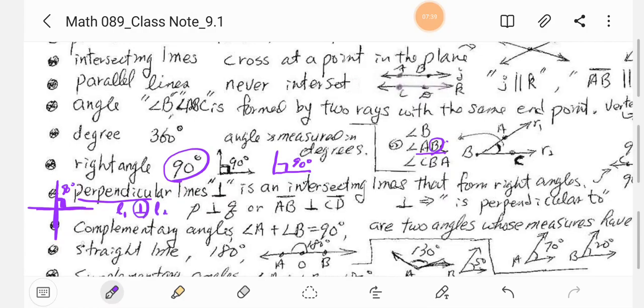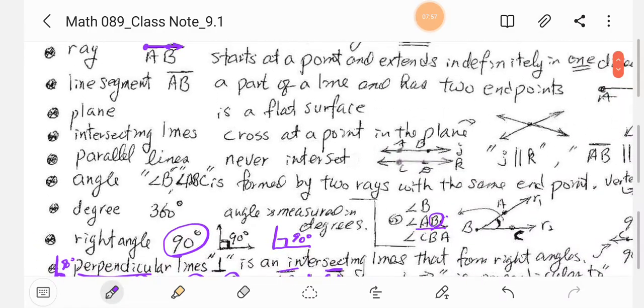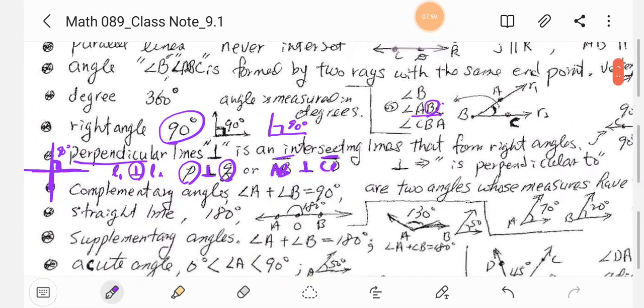So we use the perpendicular symbol. This means line P and line Q are what? Perpendicular. Okay, this means they are perpendicular, right? So line segment AB and CD are perpendicular. Or you can say right.